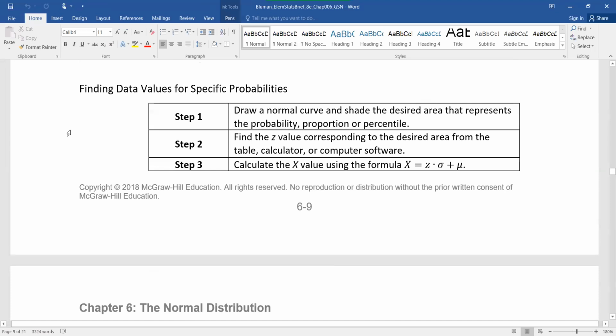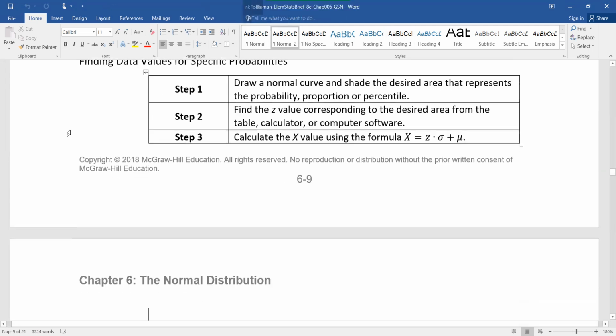Draw a normal curve, shade the desired area that represents the probability, proportion, or percentile that you were given. Find the z values corresponding to the desired areas from the table, calculator, or computer software. We'll stick with the table. Then calculate the x value using the formula x equals z times sigma plus the mean.